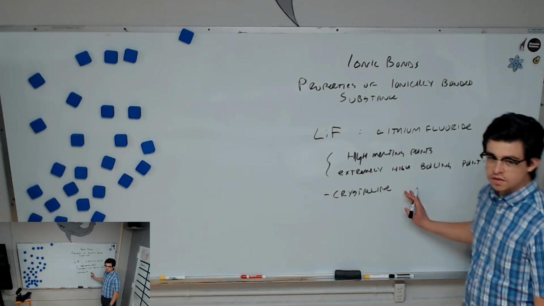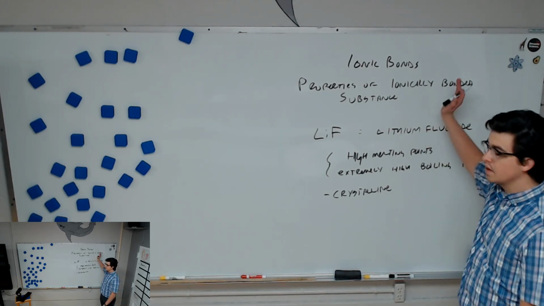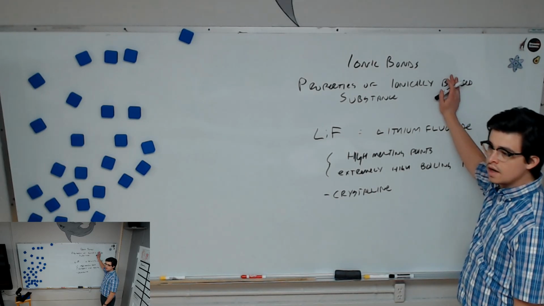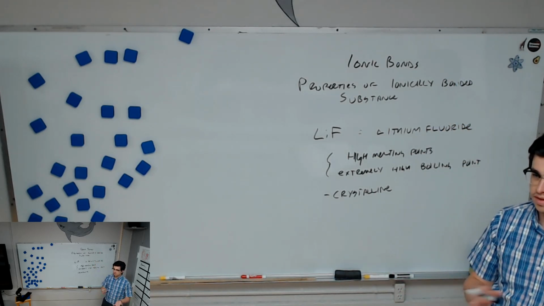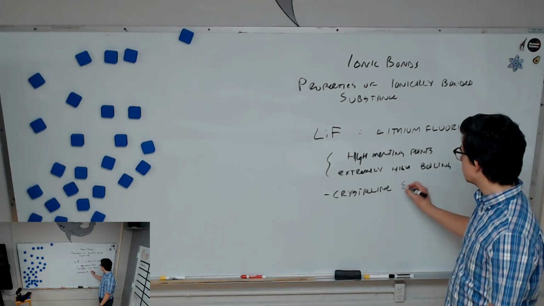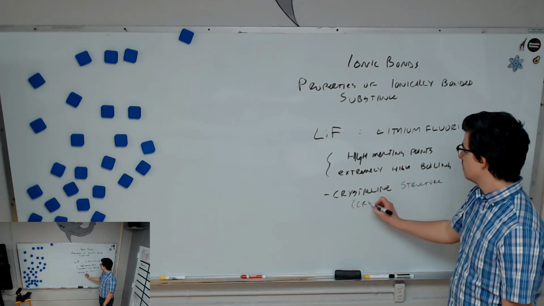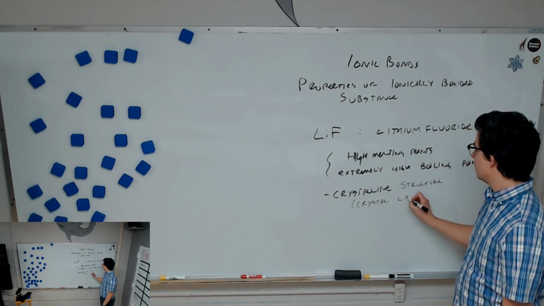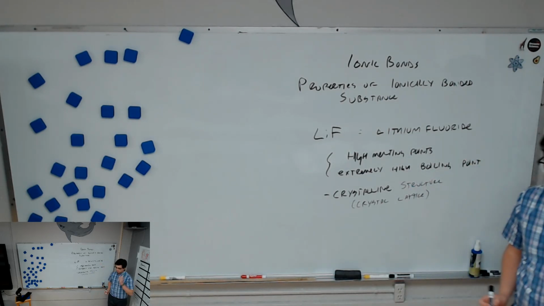So some minerals are ionically bonded substances, and they have a crystalline structure. All ionically bonded substances have a crystalline structure, and all minerals have a crystalline structure, but not all ionically bonded substances are minerals and vice versa. What we sometimes call a crystal lattice just means that it has a repeating pattern of ions.